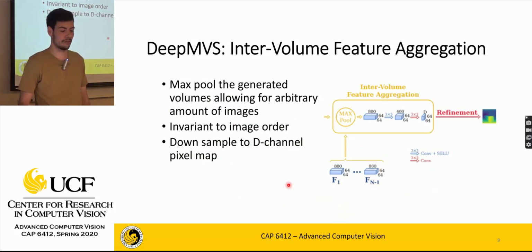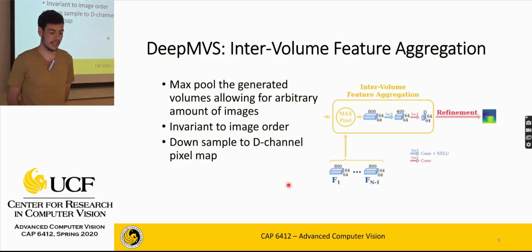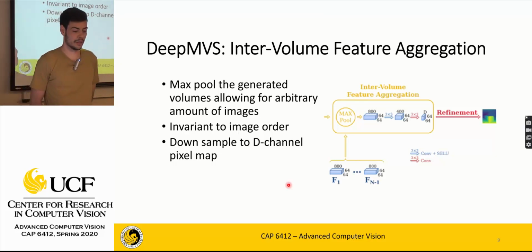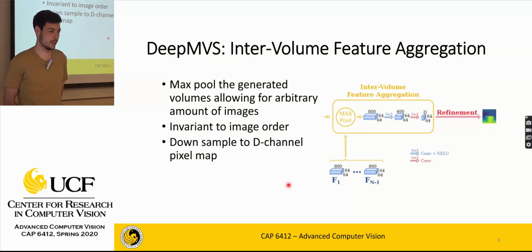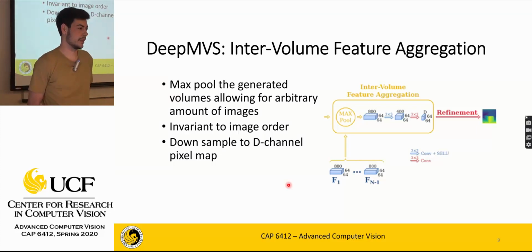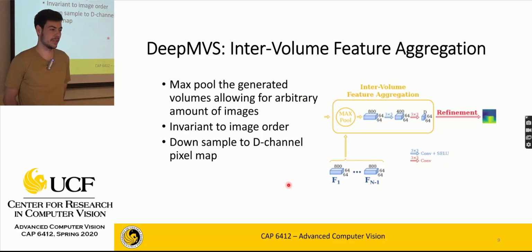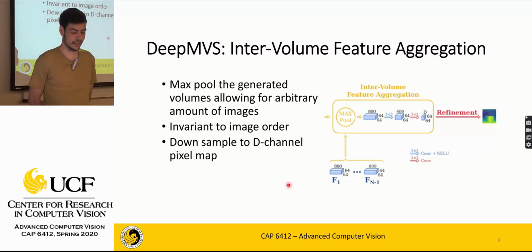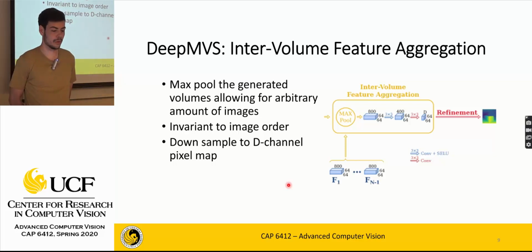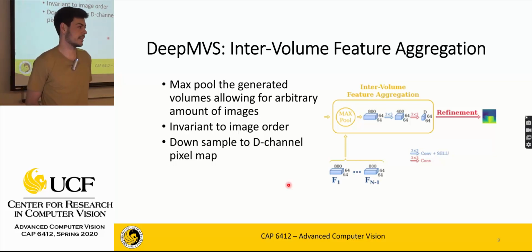So finally, now that we have a volume representation of all these different scenes, we can then aggregate all the scenes into one scene. And this is done by using max pooling. The reason max pooling is used is because it allows for the network to have an arbitrary amount of images as well as an arbitrary image order. The reason being is we only care about the important features within this disparity map, so we just look for the maximum values. And then finally, once these values are aggregated, we downsample using standard convolutional layers, and you get a D-channel pixel map, which, as stated, is 100 channels in this example.